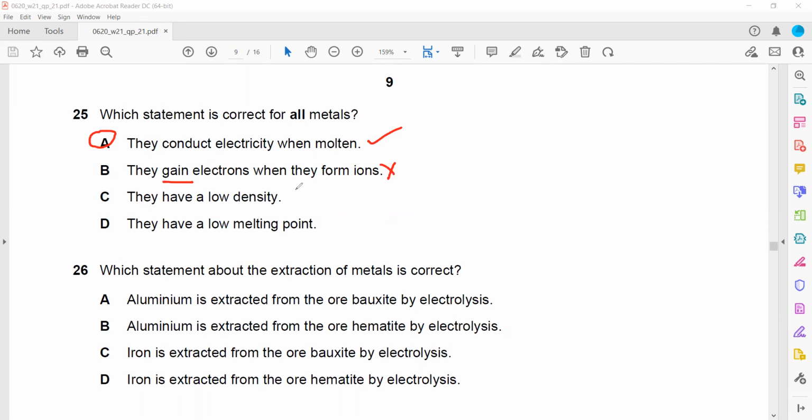They have low densities. Metals usually have high density, except for group 1 alkali metals. And they have low melting point, again except group 1. Most metals have a high melting point. So not all metals have a low melting point. Most of the metals have a high melting point.